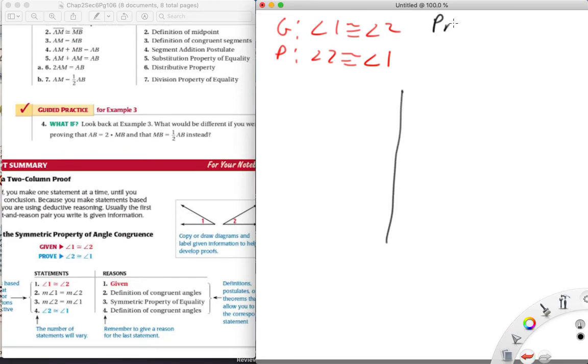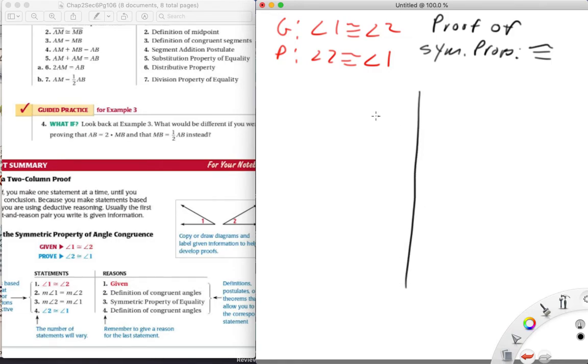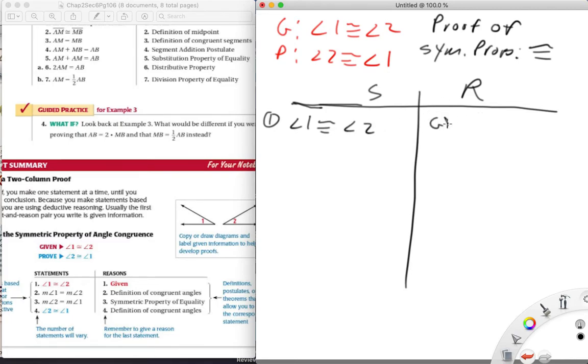So this is a proof of the symmetric property of congruence. And like I said, you can't use that to solve a theorem. You can't use the theorem to solve the theorem. Hence, it wouldn't make sense because we're using it. You can't use something that you're trying to prove. So first step is always our given. Angle 1 is congruent to angle 2. That's given to us.